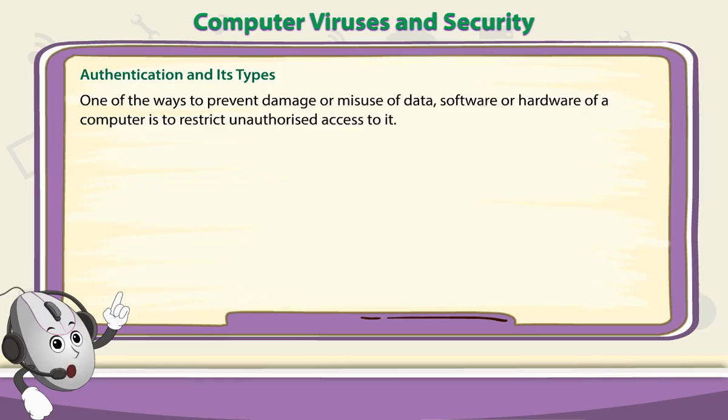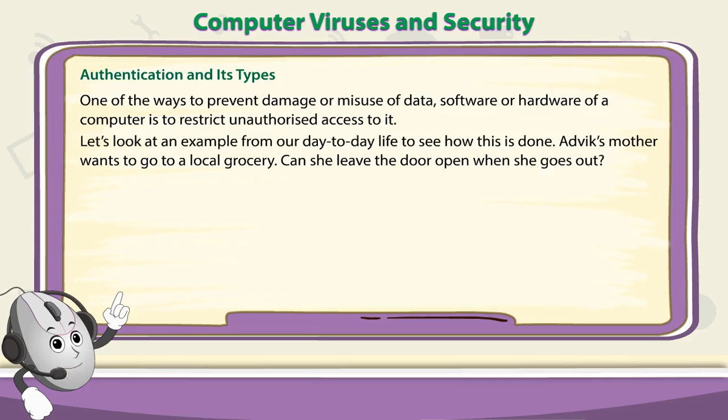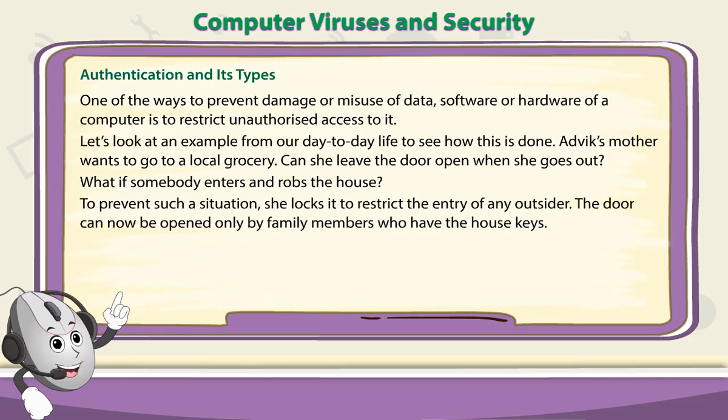One of the ways to prevent damage or misuse of data, software or hardware of a computer is to restrict unauthorized access to it. Let's look at an example from our day-to-day life to see how this is done. Advik's mother wants to go to a local grocery. Can she leave the door open when she goes out? What if somebody enters and robs the house? To prevent such a situation, she locks it to restrict the entry of any outsider. The door can now be opened only by family members who have the house keys.